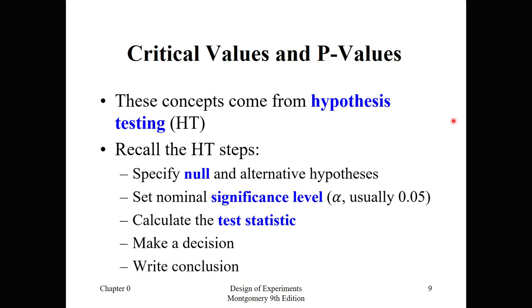And then after our decision, we write the conclusion. Now, the difference where critical values and p-values get separated is in this make a decision step. So in this make a decision step, critical values and p-values take two different routes and are two different ways in which we can make decisions about our data.